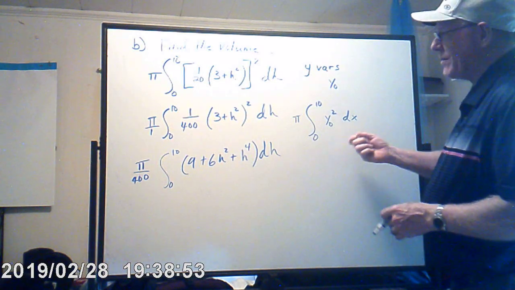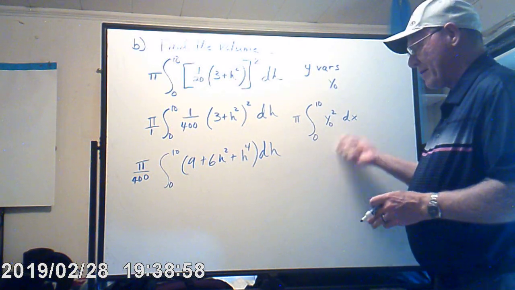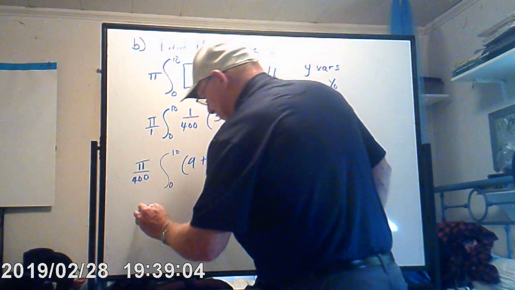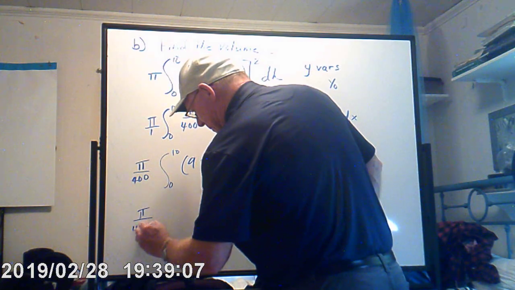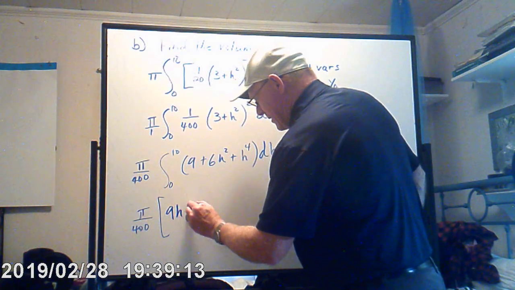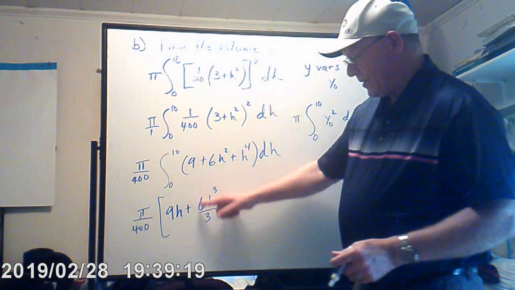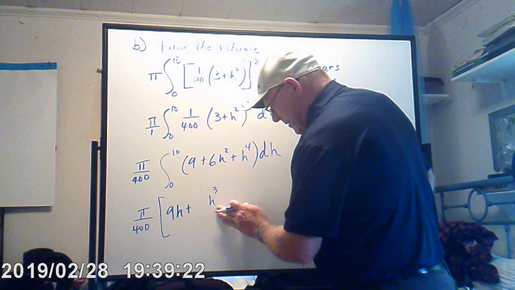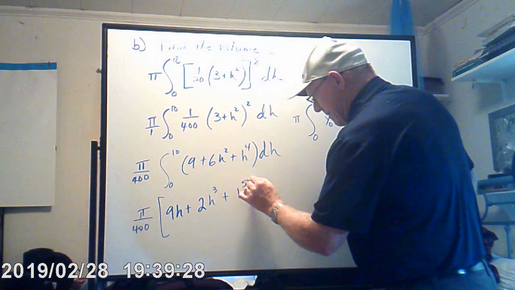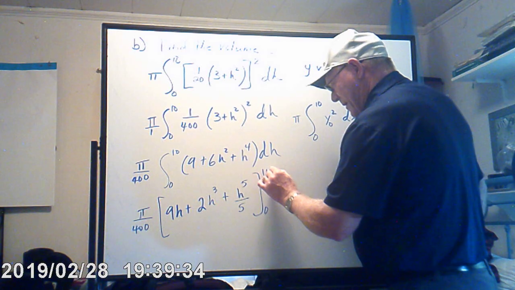And you can do it that way. You can call it up. That's one reason I put them in there. You know, y equals from the start. I can just pull this up and it'll just shoot out the answer. Alright, so here we go again. Pi over 400. Now the integrating of this is 9h plus 6h cubed over 3. We know that 6 over 3 is 2, so I'm just going to make that a 2. And now h to the 5th over 5, and then from 0 to 10.